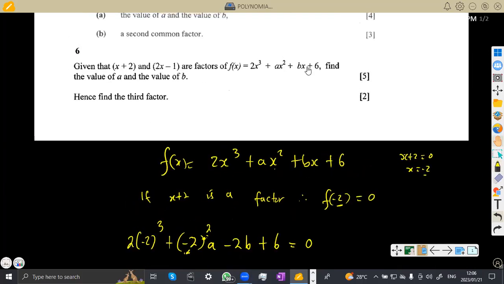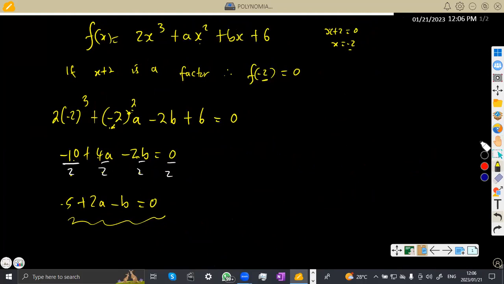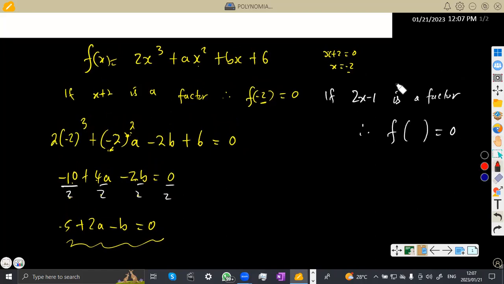Again, we do the same thing for 2x minus 1. They say 2x minus 1 is also a factor. So let me write it the same way. If 2x minus 1 is a factor, then f of what is going to give us a 0. That's the question. It can seem like the tricky part, but it's not tricky, guys. What you simply need to do is equate this to 0: 2x minus 1 is equal to 0.